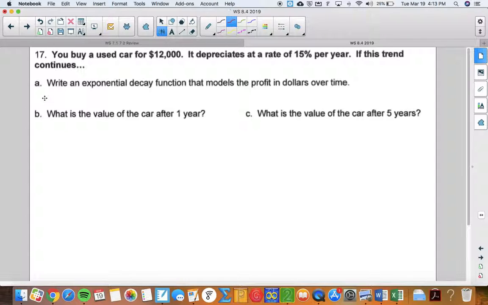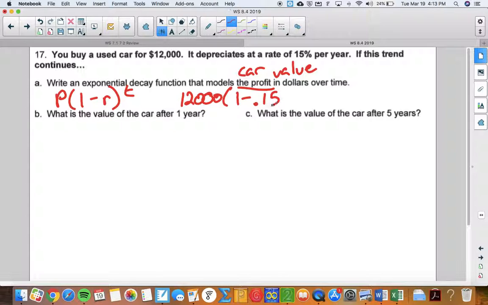You buy a used car for $12,000. It depreciates at 15% per year. If this trend continues, write an exponential decay function that models the value of the car over time. So it's decay, so it comes from our initial investment times 1 minus the rate raised to the time. That would be $12,000, the initial investment in the car, and I'm subtracting 15% from 1, but let's convert that to a decimal, so 0.15, and that all gets raised to the power of t.